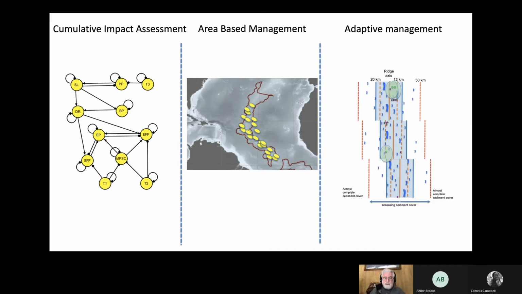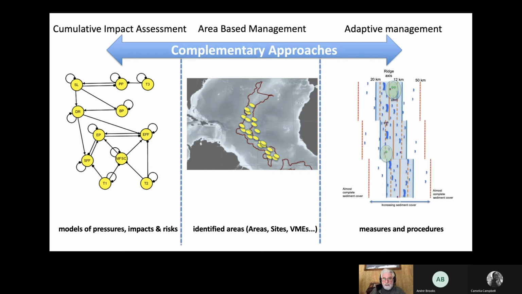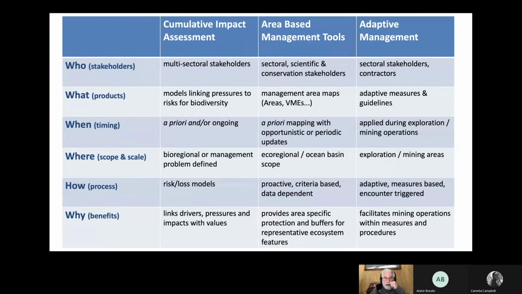To provide a little context, the way I look at it is that there are cumulative impact assessments, area-based management tool development, and adaptive management processes that are all somewhat interconnected. The cumulative impacts assessment uses models of pressures, impacts, and risk. Area-based management identifies areas, sites, and vulnerable marine ecosystems. And adaptive management looks at measures and management approaches. These are all complementary approaches, and we're going to focus in on how and why they fit together.